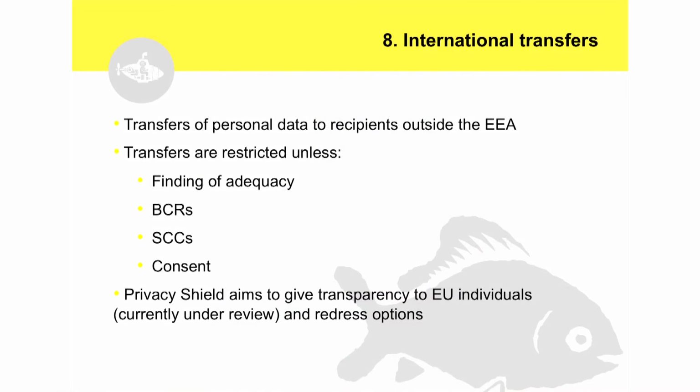In relation to adequacy, the European Commission will make a finding of adequacy if the country has the same or stricter rules in place in relation to personal data. Binding corporate rules are rules between multinationals in relation to intergroup transfers. Standard corporate clauses are contractual clauses normally between data controllers and data processors that places obligations on both parties. Lastly, consent. You need the consent of the data subject, which we have discussed earlier.